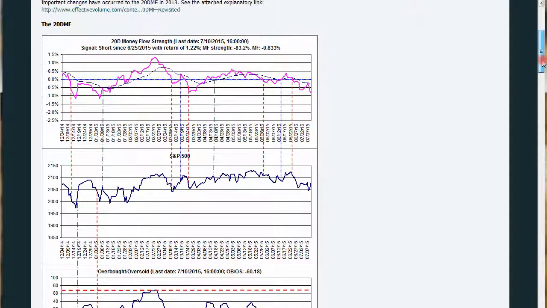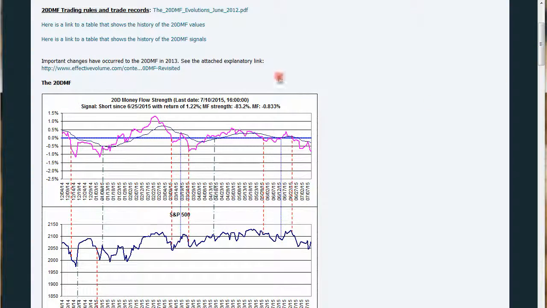Okay, something important here is this small figure. This figure is the money flow strength of the current day. It is calculated by comparing today's money flow to the average money flow of the past 10 days.